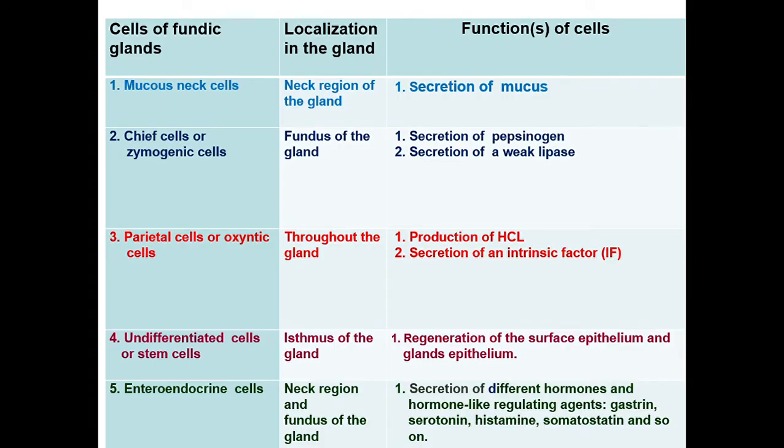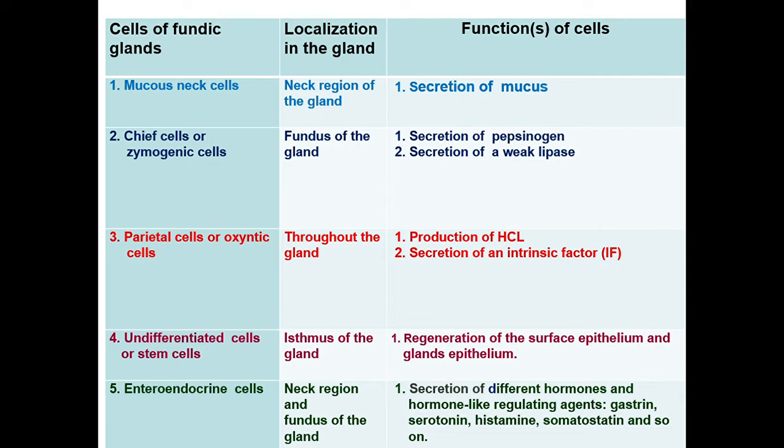There are five types of cells in fundic glands. The cells are the following: mucous neck cells, chief cells or zymogenic cells, parietal cells or oxyntic cells, undifferentiated cells, and enteroendocrine cells.